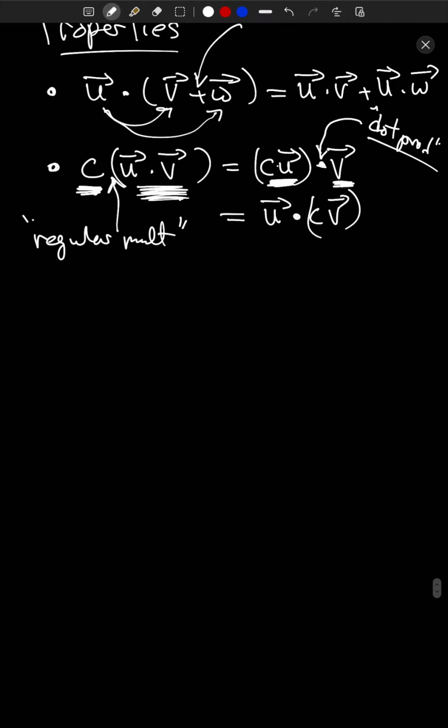Okay, let's see other properties. So these are kind of native properties to the dot product. Those were kind of interactional properties between the operations we talked about before. This next one is one that is native just to dot products. U dot v is the same as v dot u. Okay.